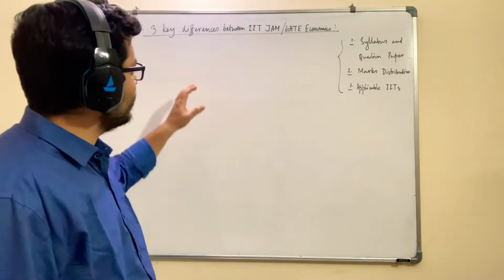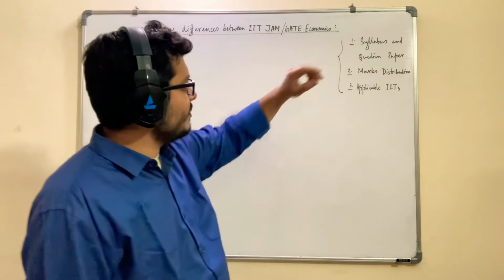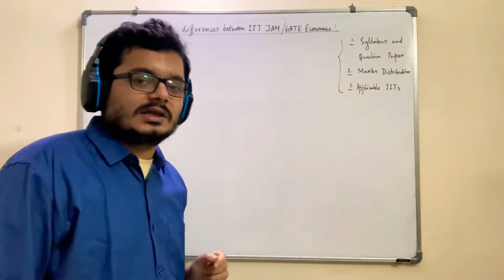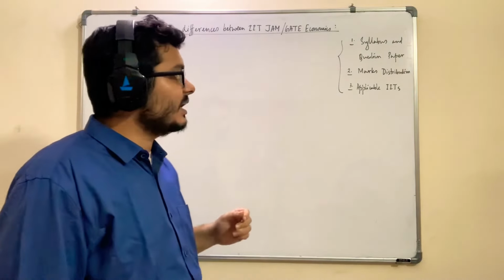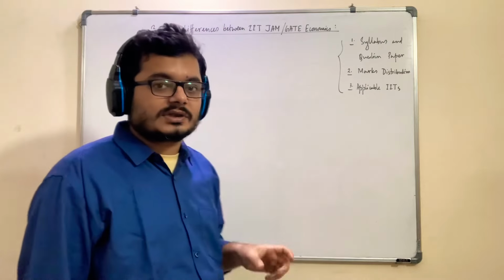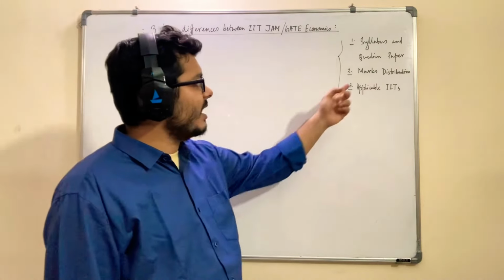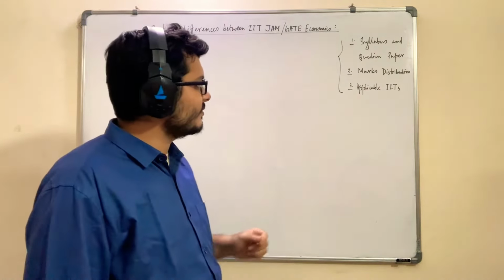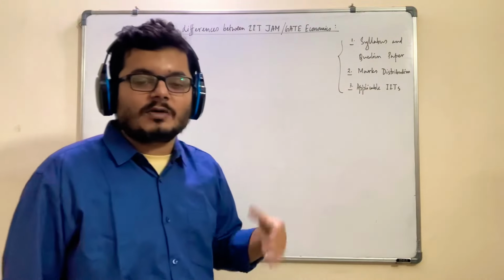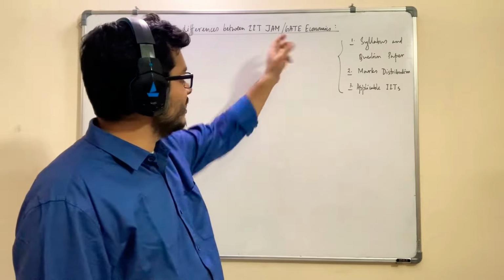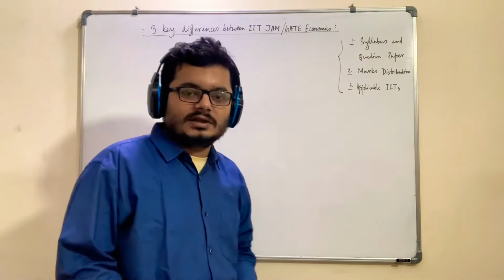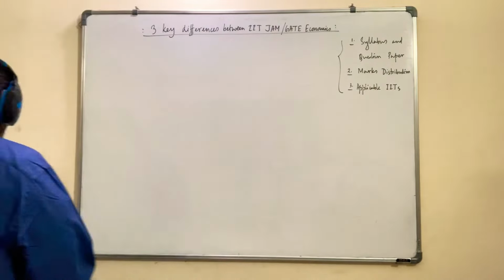Now our topic will be based on three things. Number one is syllabus, because the syllabus is very different in GATE and JAM, and that is also true for economics. Then the marks distribution, it is also different. And last, the IITs. So how many IITs you can apply to if you are going to JAM, and how many in GATE, and are they different? So let us come to the first topic, that is syllabus and question paper.